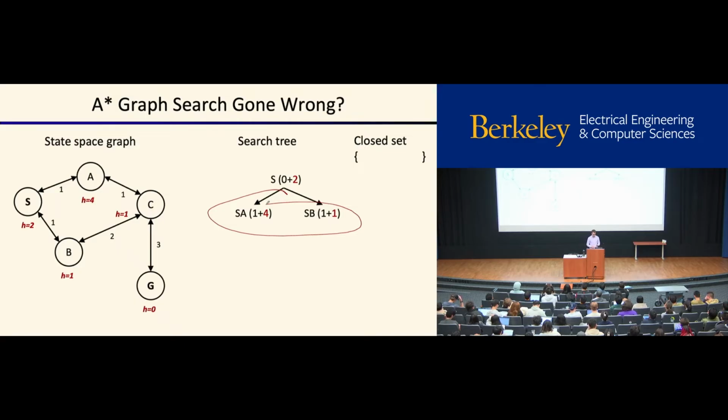SB, right? Lower F score. But we also have to put S into our closed set, right? We just expanded S, so S goes into our closed set. That's very important. And now we're going to expand SB.